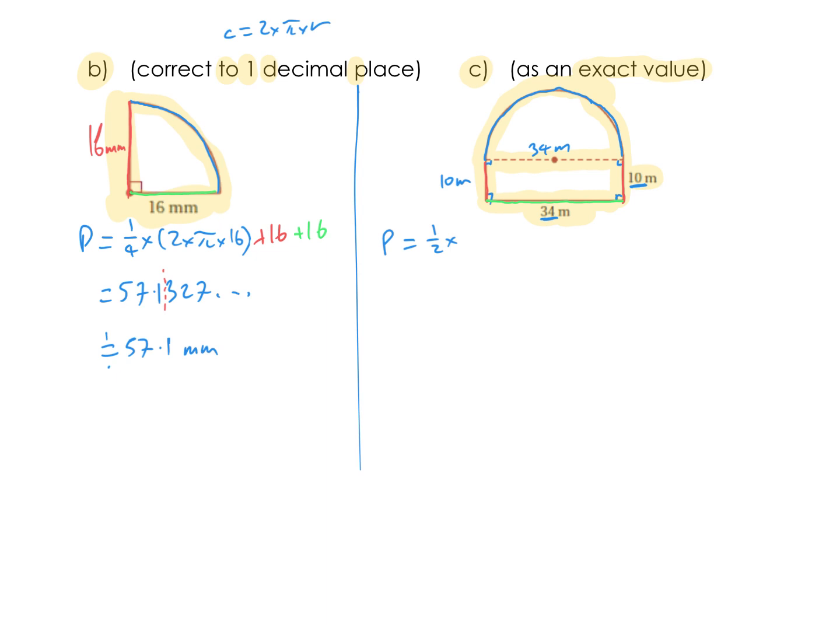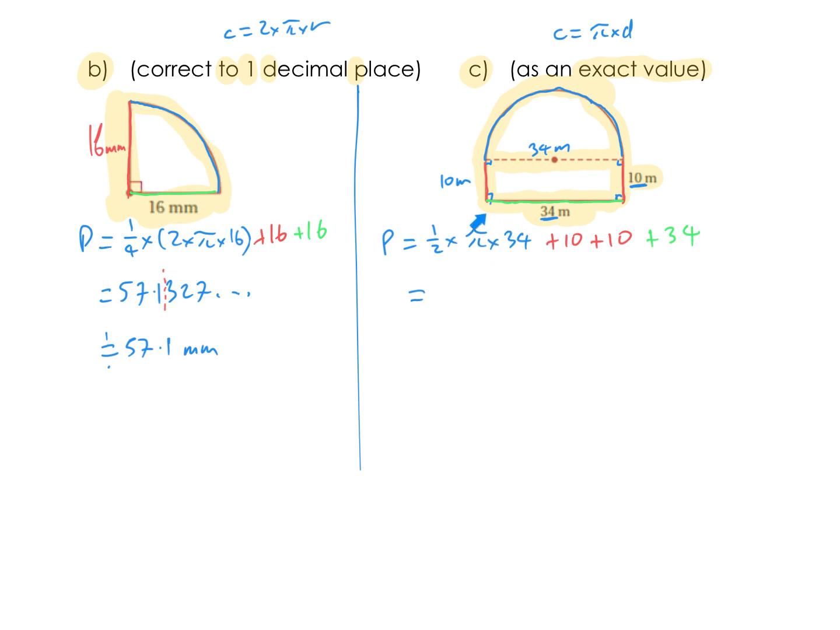I need to decide, is this a radius or a diameter? Does it go halfway across or the whole way across? It goes the whole way, it's a diameter. So I will be using C is pi times D. Pi times 34. All right. Plus 10, plus 10, plus 34. There we go. That's our formula. Now it says exact value, so I probably won't need a calculator for this. I probably won't.